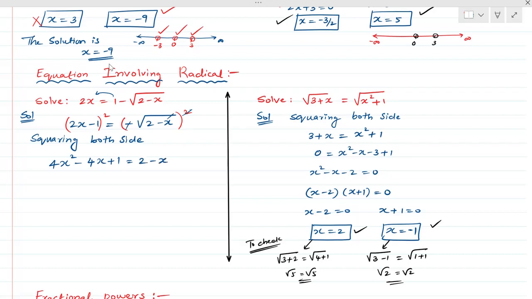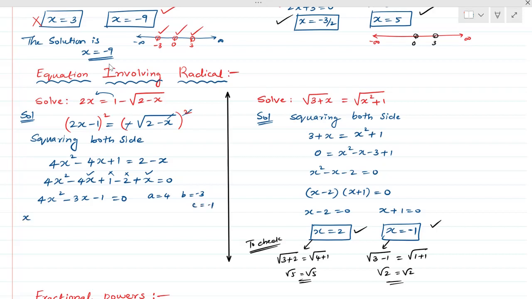Now move everything here. So you will get 4x square minus 4x plus 1 minus 2 plus x is equal to 0. Now simplify: 4x power 2 minus 4x plus x, which is equal to minus 3x, and here this one is minus 1 equal to 0. In order to solve this one, you can go with the factoring or you can use the formula method. I will use the formula method here. What is the a value? a is 4, b value is minus 3, c value is minus 1.